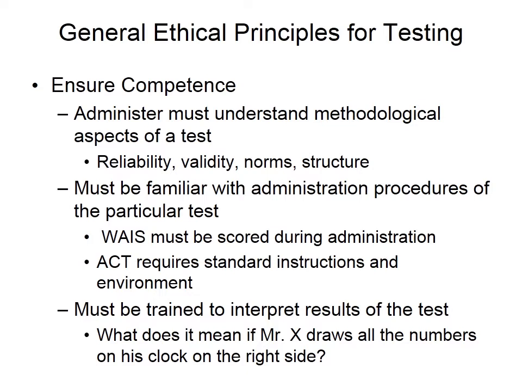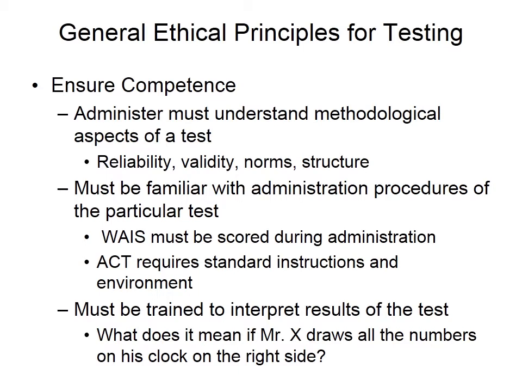So again, just understanding the requirements of the test. And finally, the person needs to be trained to interpret the results of the test. So what does it mean if someone draws all the numbers in his clock on the right side? And again, some tests are fairly easy to interpret. If you have a 5-item measure of job satisfaction, and it's overall job satisfaction, you might only require level A qualifications. You've had a few classes in measurement, and you pretty much know, well, low scores mean that you have low job satisfaction, and the higher the score, the higher the job satisfaction.